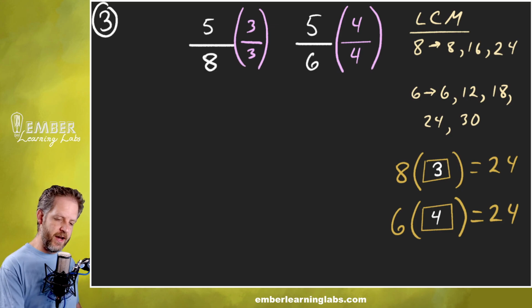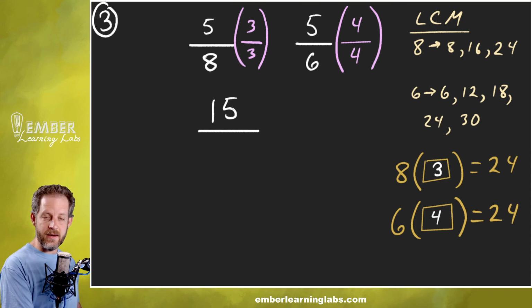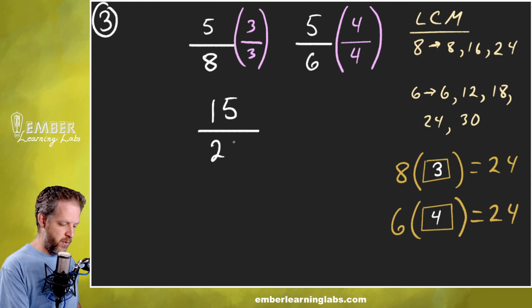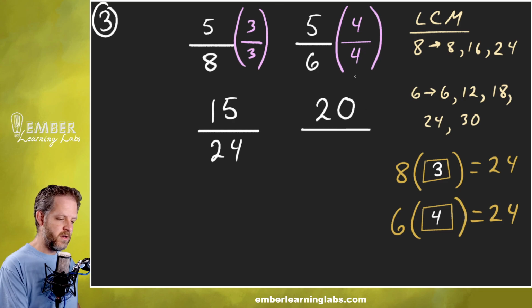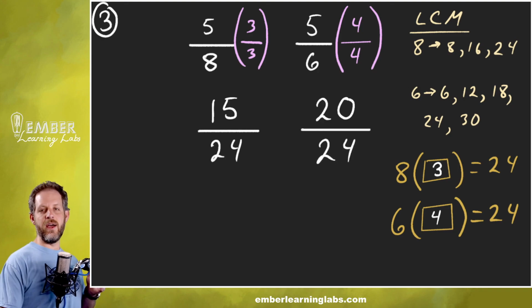So 5 times 3 is 15. 8 times 3 is, of course, 24. And then 5 times 4 is 20. 6 times 4 is 24. So that's where we're going to quit for now.